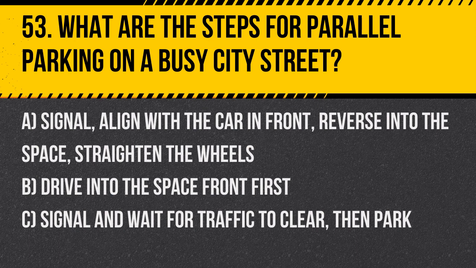Question 53. What are the steps for parallel parking on a busy city street? A. Signal. Align with the car in front. Reverse into the space. Straighten the wheels. B. Drive into the space front first. C. Signal and wait for traffic to clear, then park.